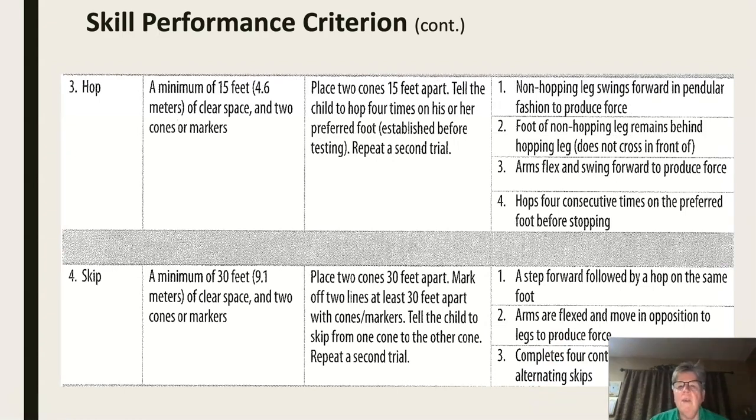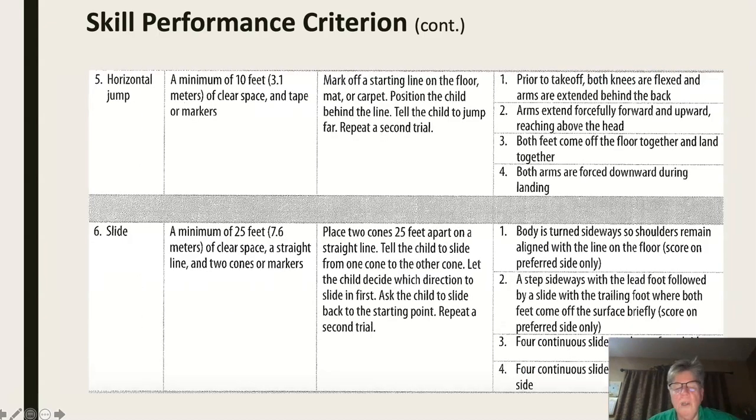The hop and the skip, again, similarly, we've got the same setup with the equipment needs or the space needs. Here are the directions, as well as reminding you to repeat the second trial. Here are the criteria. And the skip, very similar to what we saw in the original TGMD assessment. That rhythmical alternating skips is the third criteria that's important for them to show us.